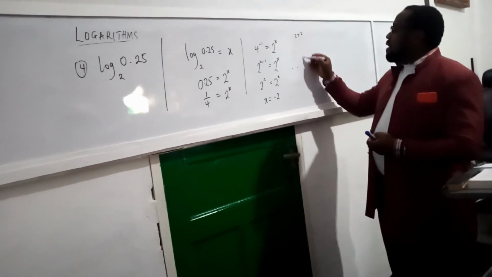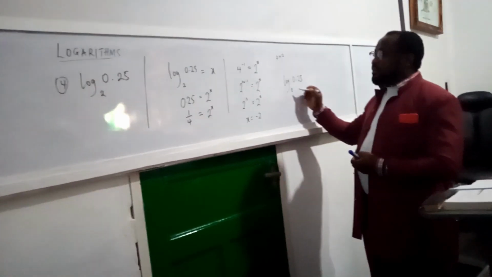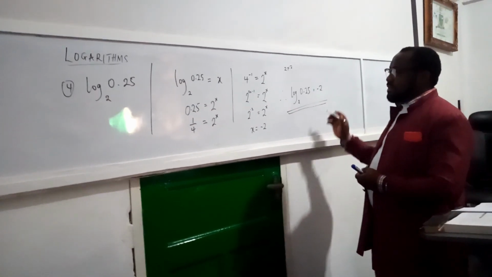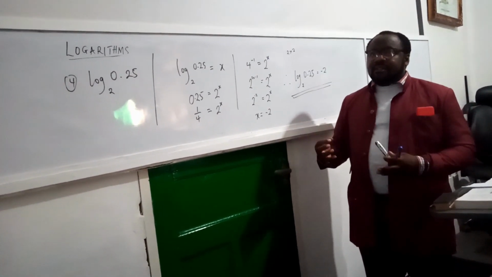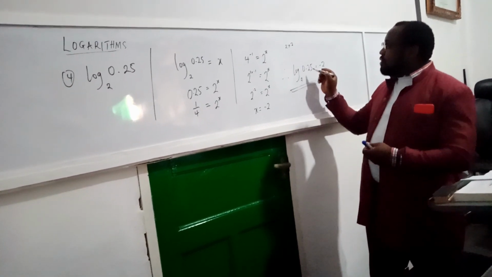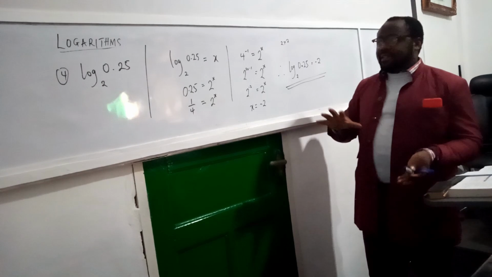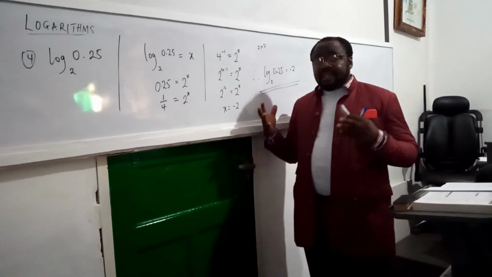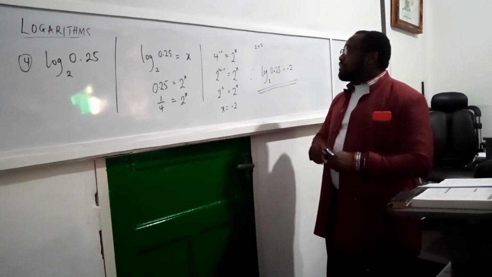So, log 0.25 to the base of 2 is equal to negative 2. This is your answer. So as we progress in this topic, you will start encountering more difficult questions. And so you need to start getting used to solving difficult questions and applying the laws of mathematics, and any law of mathematics you can find that relates to this to help you solve the question.